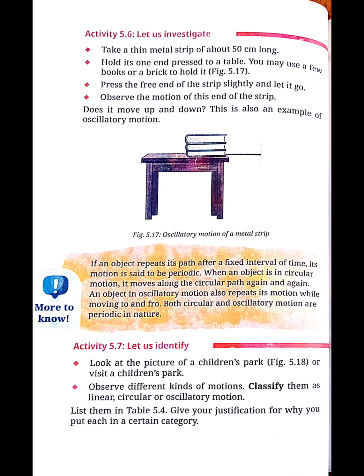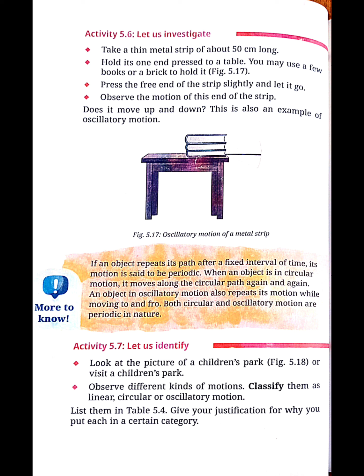More to know. If an object repeats its path after a fixed interval of time, its motion is said to be periodic. When an object is in circular motion, it moves along a circular path again and again. An object in oscillatory motion also repeats its motion while moving to and fro. Both circular and oscillatory motion are periodic in nature.